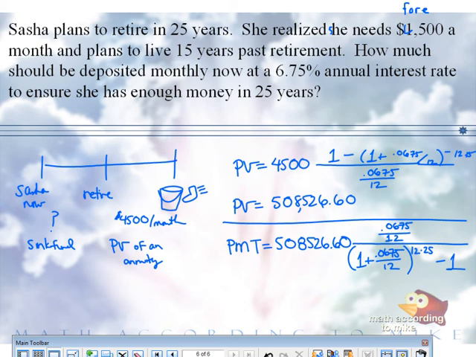What did you guys get? That's not too bad to be able to have $500,000 when we retire. Hooray. So she puts away $653.01 a month for 25 years. She'll be able to take out $4,500 a month for 15 years.